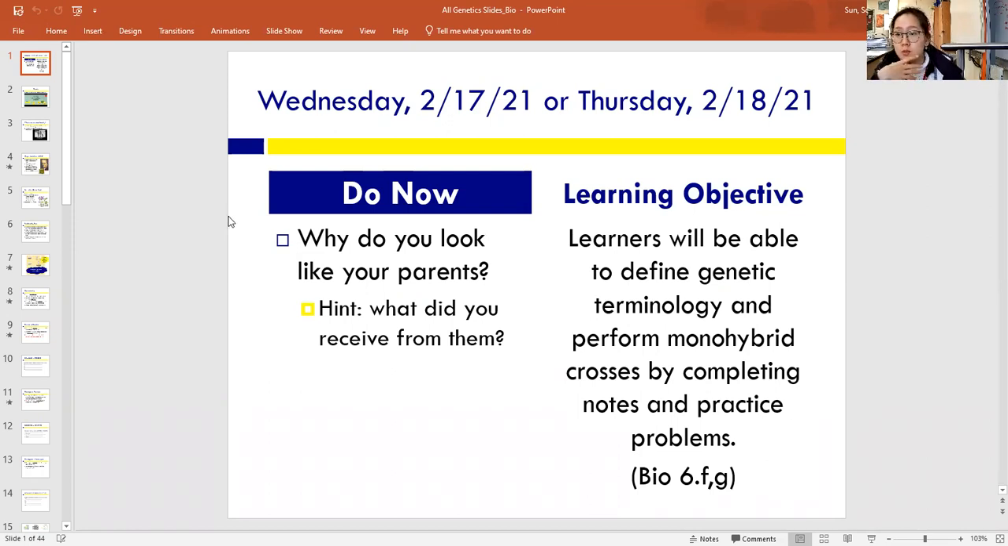So the first question I want to think about as an introduction to this unit would be, there's construction going on, would be, why do you look like your parents? And the hint is to think about, what did you receive from them? Okay, so you're going to answer that question, and I'm kind of curious what you guys think because, as you know, the title of the unit is genetics, so you want to think about something along the lines of DNA.